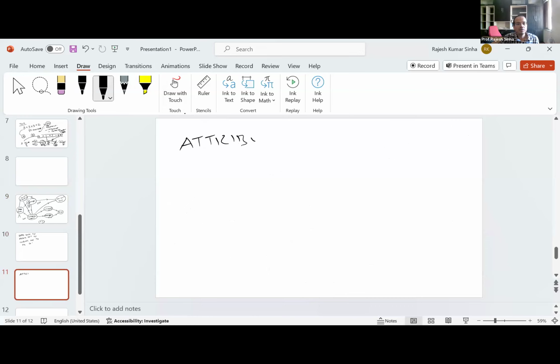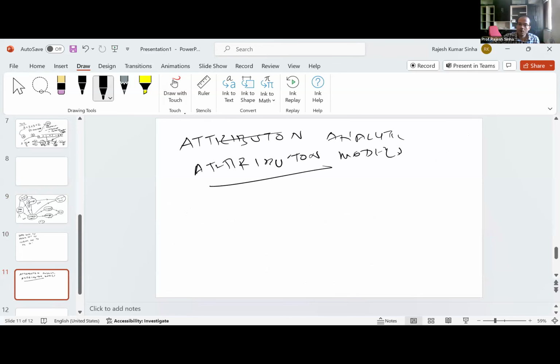We have attribution analytics, and we have attribution models. Attribution analytics and attribution models. So let us try to understand what these things are with more text actually. And text will help to align my thinking.